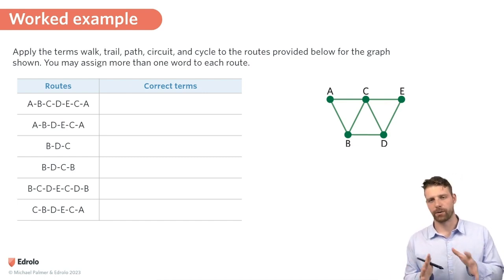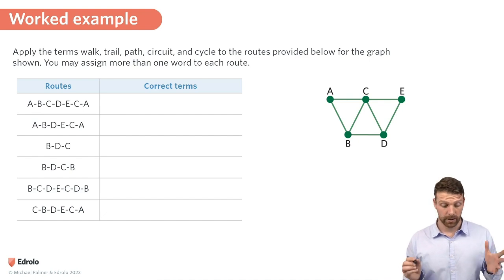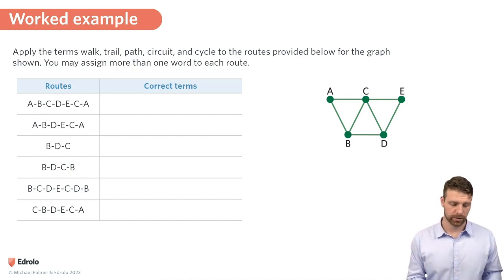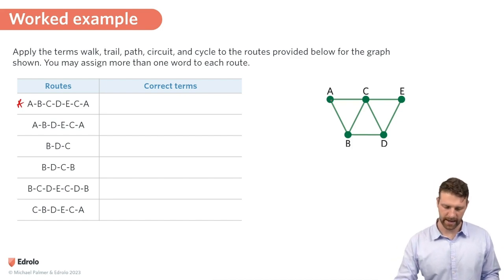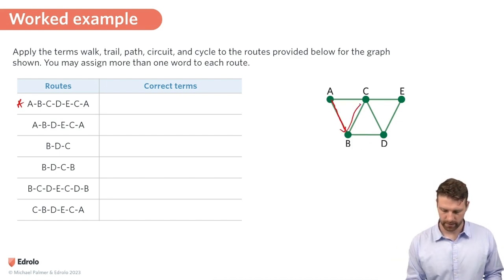So we're going to see that we come across that here. So let's jump in and have a go. I'm going to annotate all the trails. So we're going to start here at A, B, C, D, E, C, A. So let's draw that one here. A, B, C, D, E, C, A.